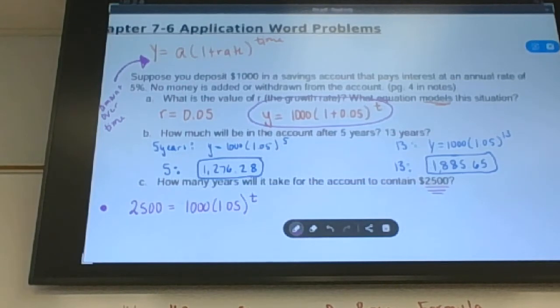No, because of the exponent there. The correct order of operations would be to divide both sides by 1,000. Which is 2.5. I messed this up. 2.5. Yeah. Okay, so that's 2.5 equals 1.05 to the t.